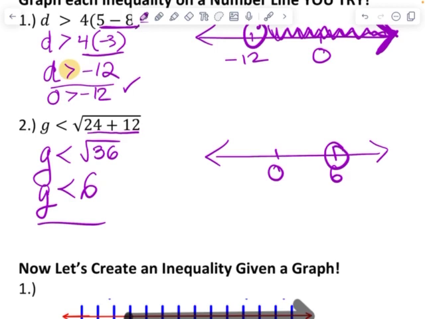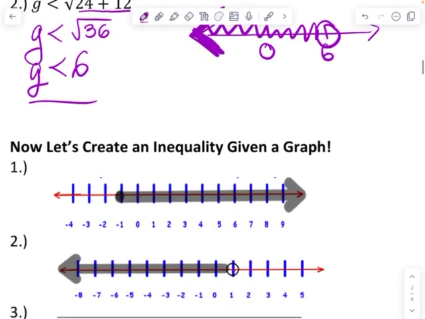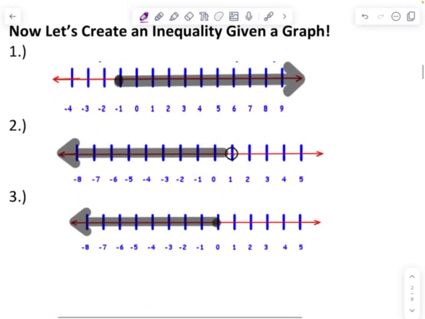An open one. And again, I read this, g is less than 6. Where are the values that are less than 6 on the number line? To the left. There's my inequality, and it's solved and graphed.